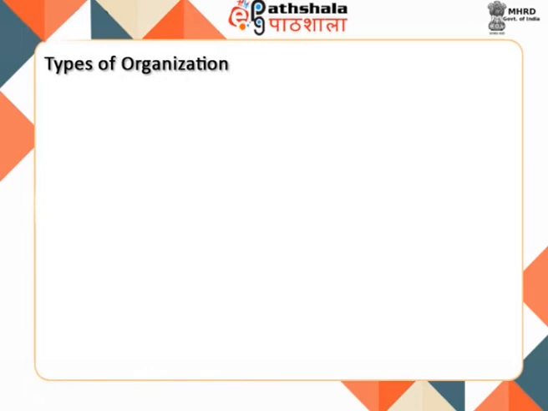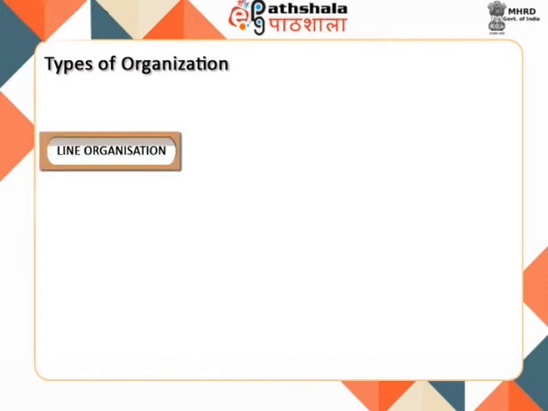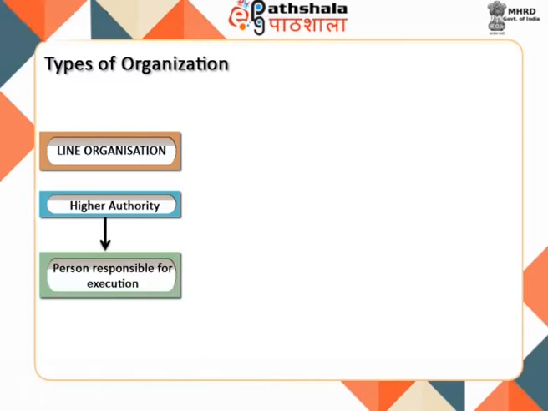Important to have knowledge of types of organization. The size and nature of the enterprise may be the basis for different types of organization, but broadly, the organization may be of the following categories. 1. Line organization. It is called line organization because the directions are issued from the higher authority to the person responsible for execution of work in a straight line or vertically. This is the oldest type of organization, also called as military organization.